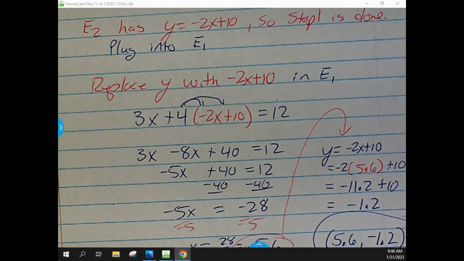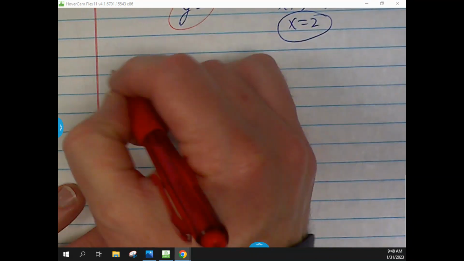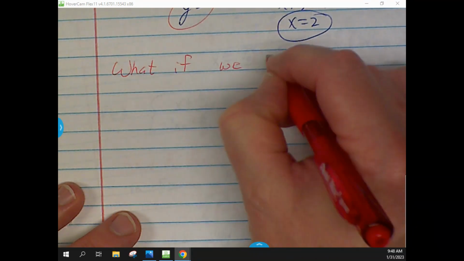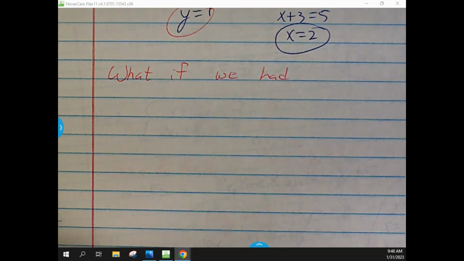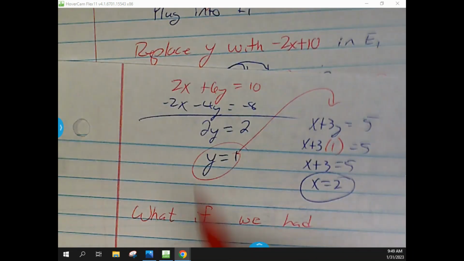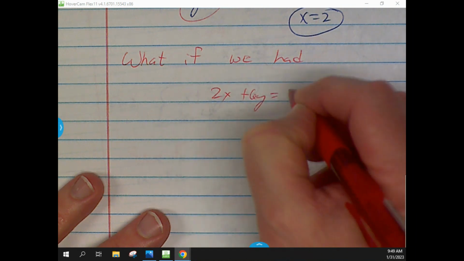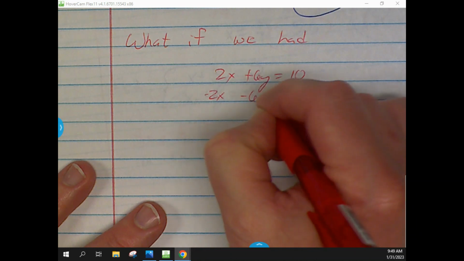All right. Now one last thing. We didn't talk about this. We kind of sort of did with the graphing notes of the day. But let's do a what if at the end here real quick. Let's say we had done elimination, and let's take this equation we have back here. What if we had 2x plus 6y equals 10, and we worked this thing out, we had negative 2x minus 6y equals 10.